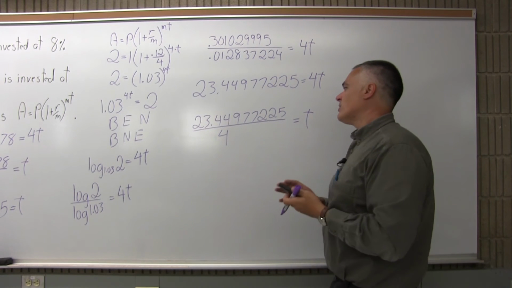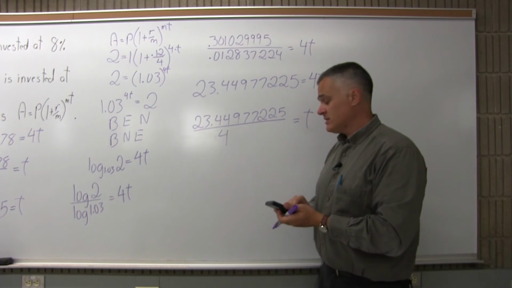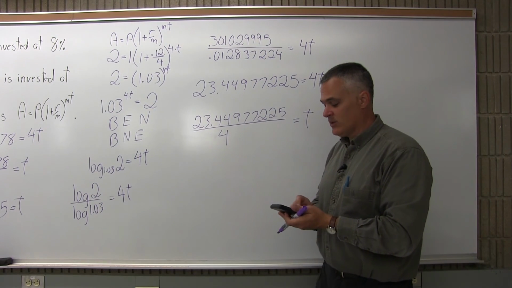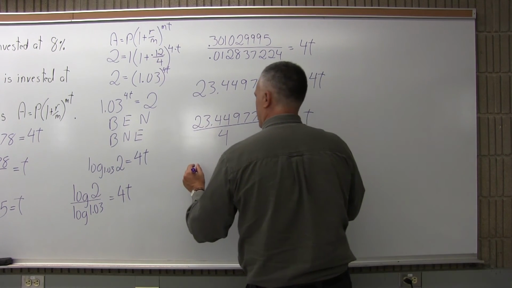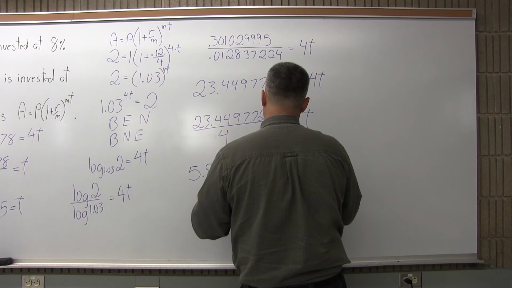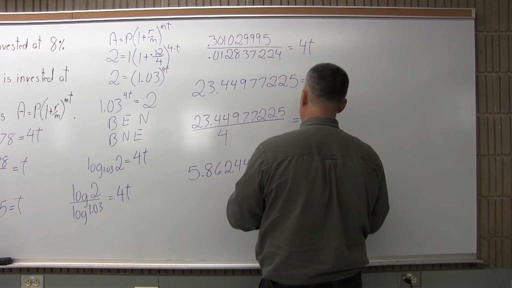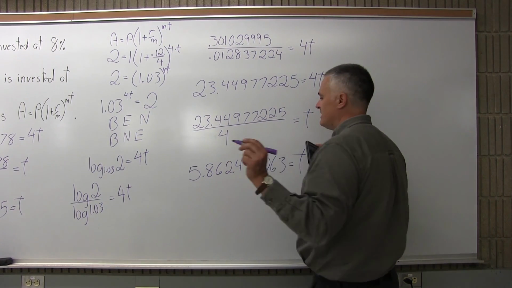And again, the 23.449772225 is on the screen of my calculator already. So I'll just press divide by 4 equals. And what I get is 5.86244363 is equal to t.